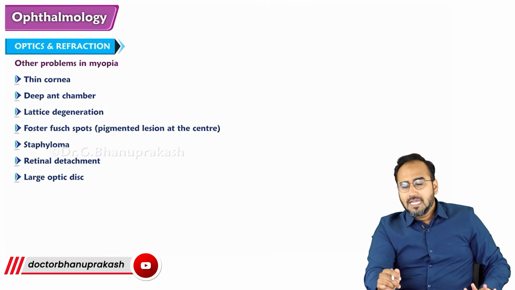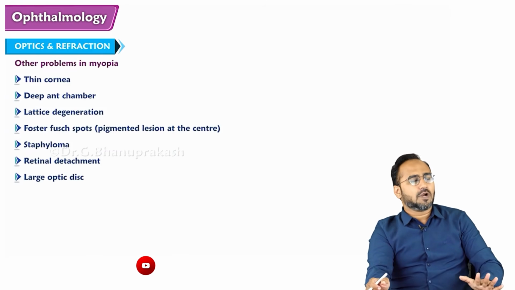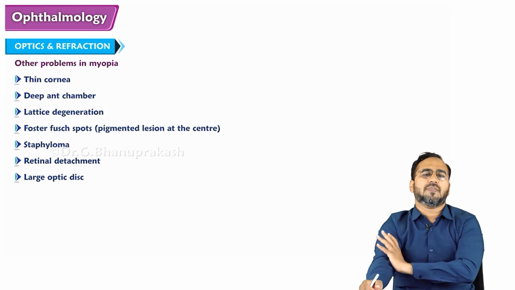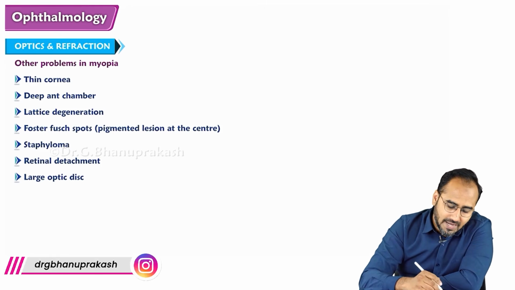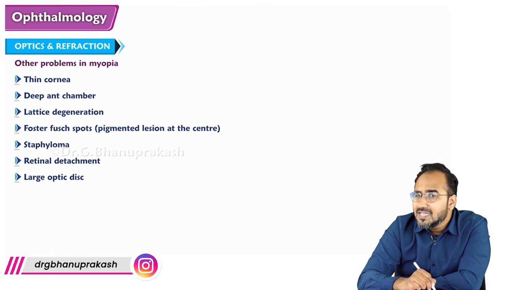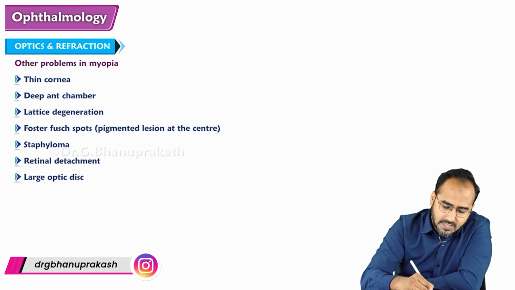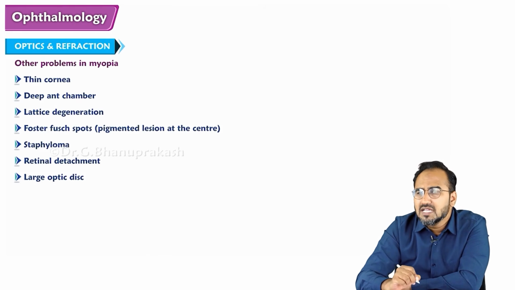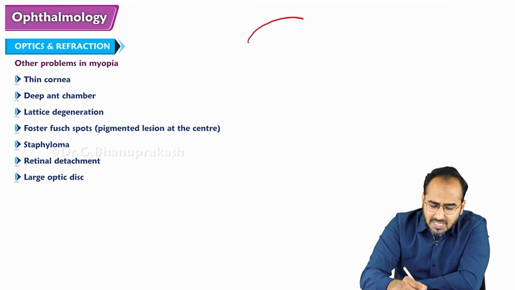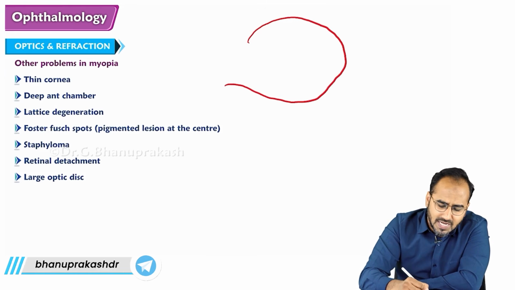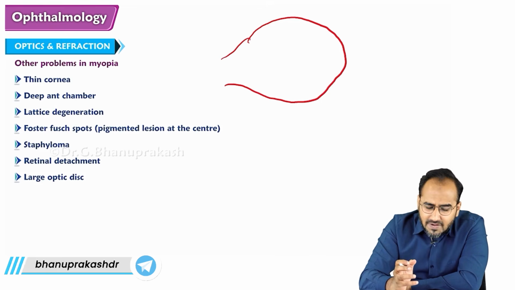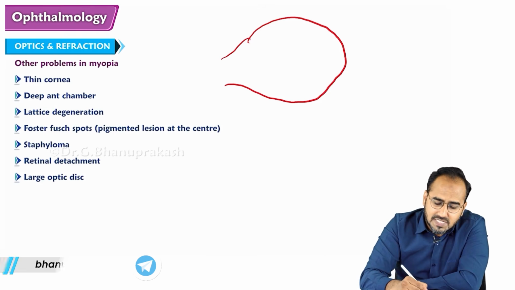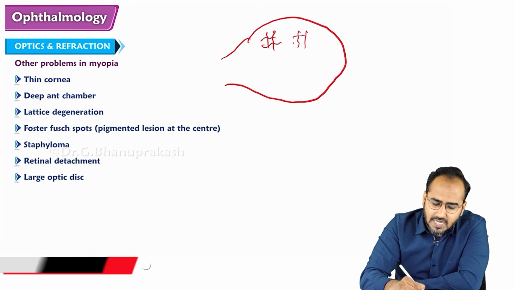That is regarding myopia. But in myopia, there are some other problems also. That is, a patient who suffers from myopia will also have some other problems. What problems will he have, guys? He'll have a thin cornea, he'll have a deep anterior chamber, right? Remember, the axial length of a myopic patient is usually large. As the eyeball is growing, they'll have a thin cornea, a deep anterior chamber, and some lattice degeneration. Very important, guys. Lattice degeneration occurring in the retina.